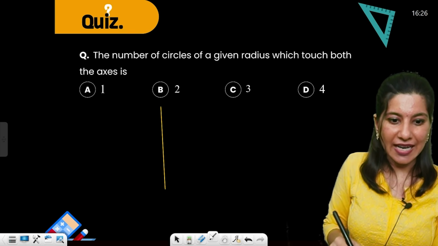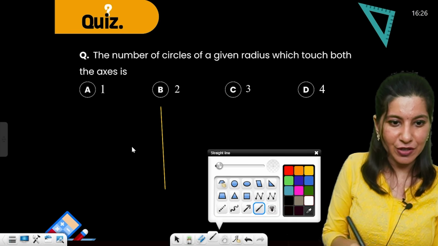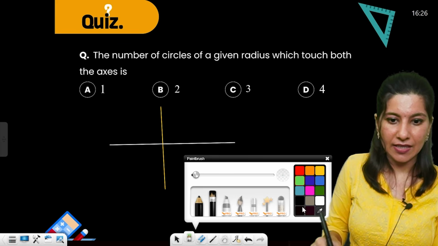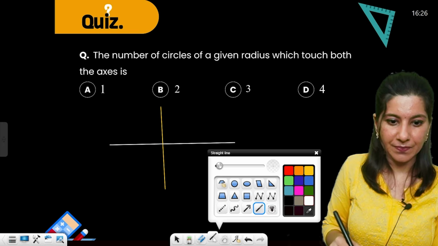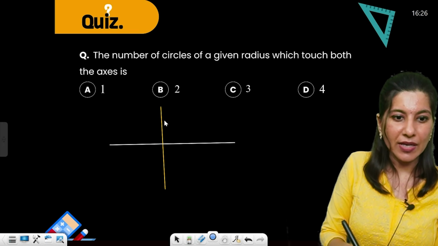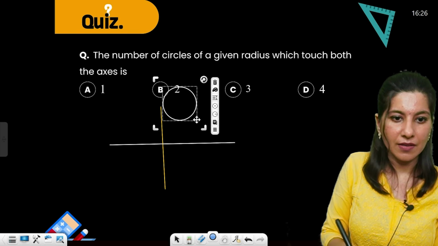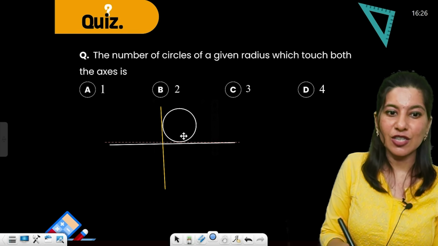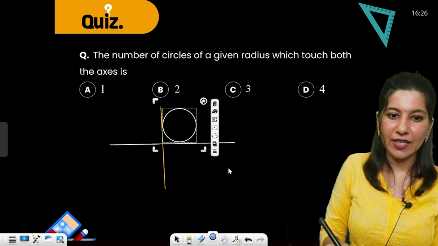Which touch both the axes. Although I have already given you the hint. Okay. So now, touching both the axes, right? So one circle can be like this. Can you see? Touching both the axes. All right.